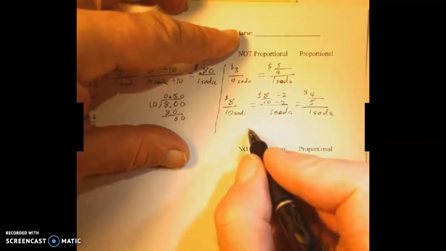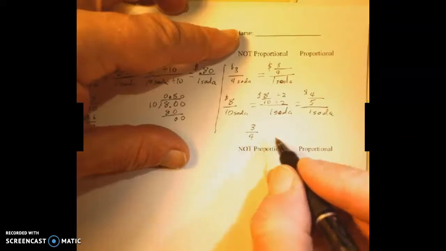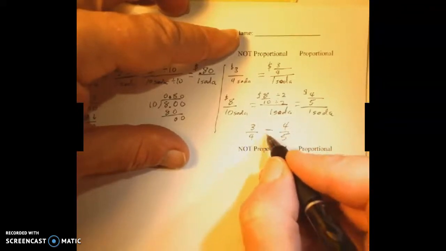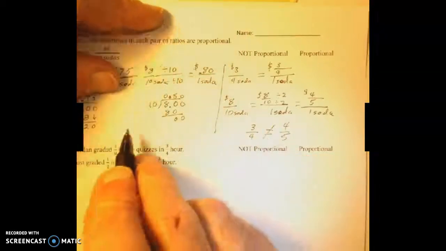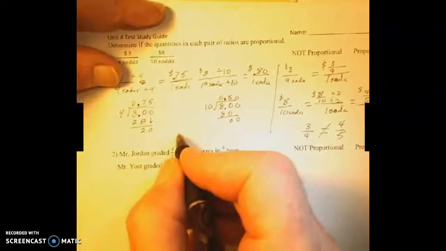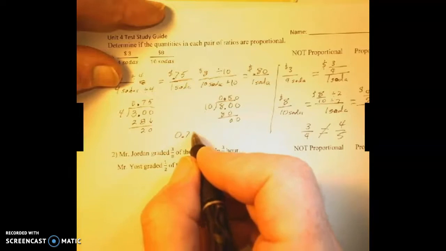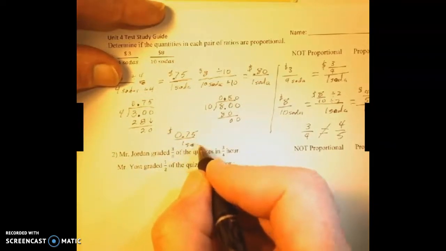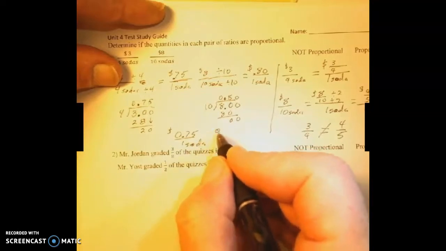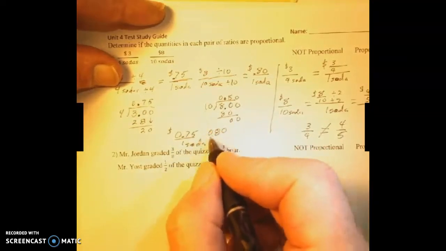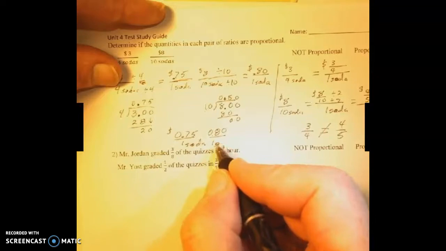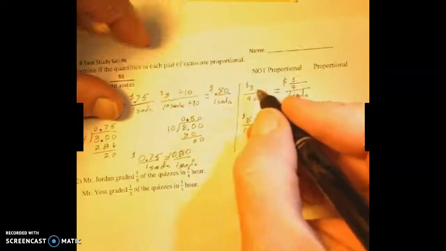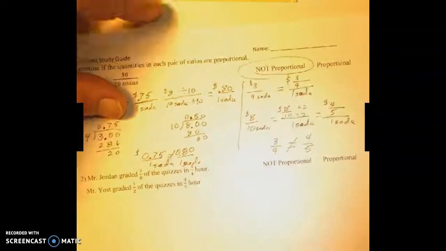So your unit rates, 3/4 and 4/5, those are not equal, just as back here, 75 cents for one soda and 80 cents for one soda are not equal. This is not proportional.